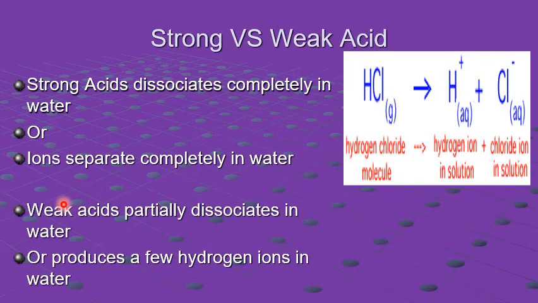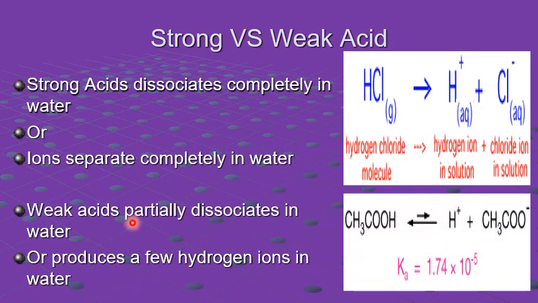So next we have weak acids. Weak acids only partially dissociate in water. These are the ones that produce a few hydrogen ions in water. The ions do not separate completely in water. So if we look at this, this is CH3COOH, which is ethanoic acid.